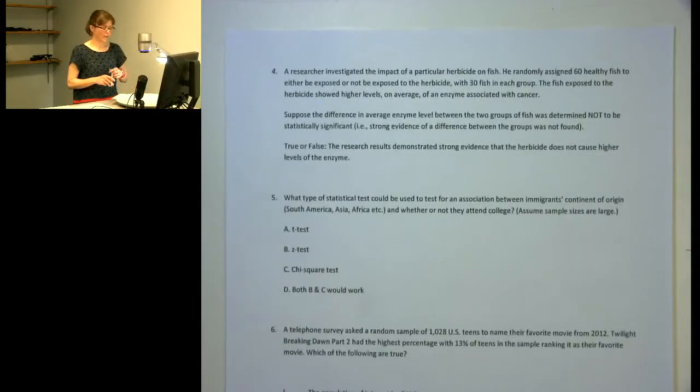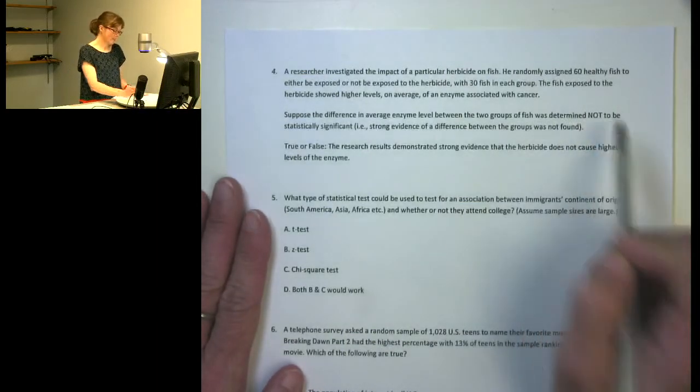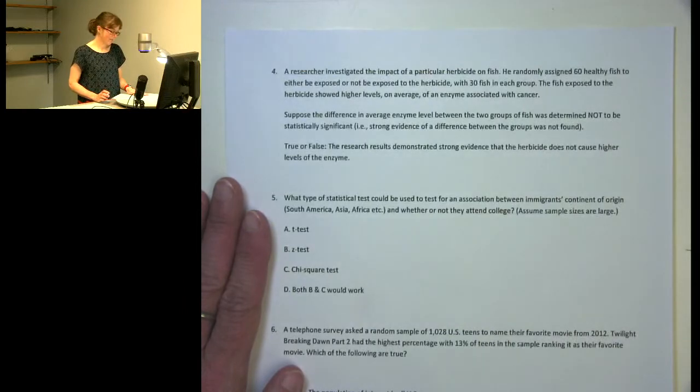For question 4, a researcher investigated the impact of a particular herbicide on fish. He randomly assigned 60 healthy fish to either be exposed or not be exposed to the herbicide, with 30 fish in each group. The fish exposed to the herbicide showed higher levels of an enzyme that was associated with cancer, but the difference was determined not to be statistically significant.